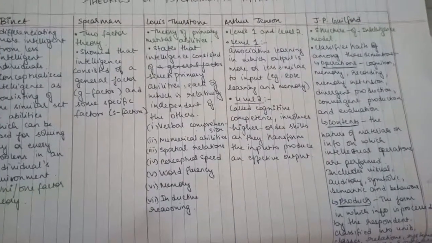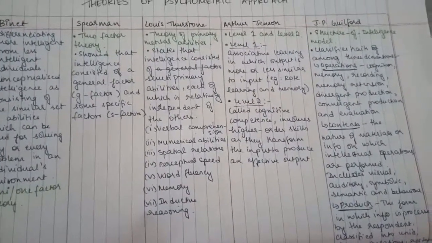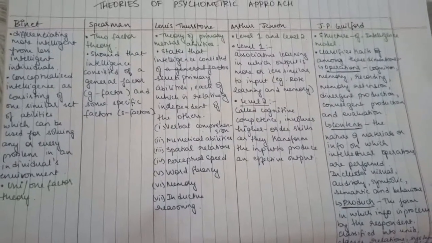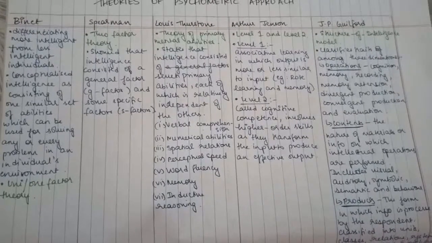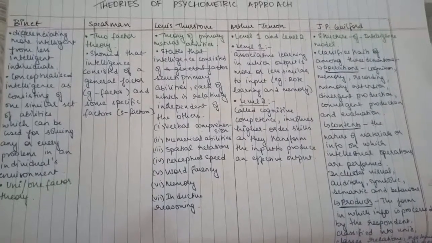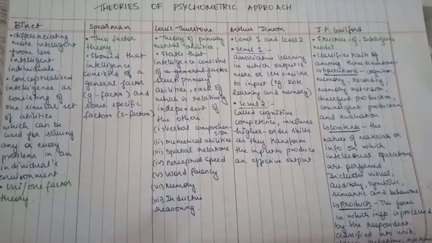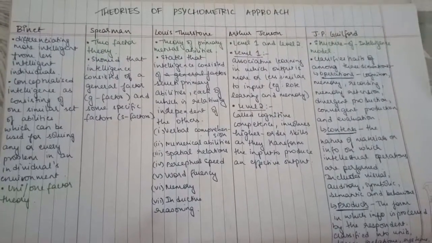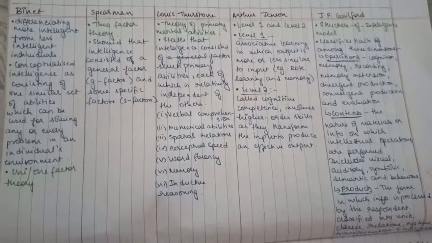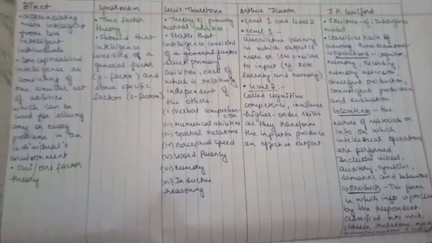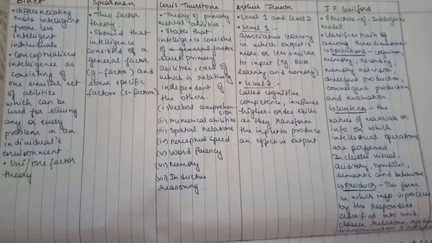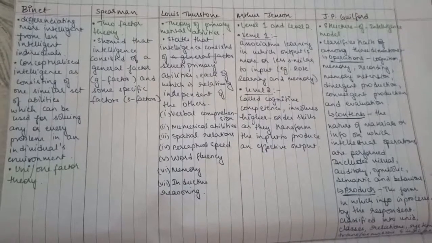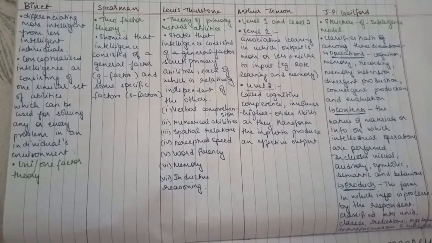Then coming to Louis Thurston. So Thurston gave the theory of primary mental abilities. They state that intelligence consisted of seven primary abilities, each of which is relatively independent of others. So now he said that there are 7 primary abilities and they are independent of each other. Now, what are these 7 things? Verbal comprehension, numeral abilities, spatial relations, perceptual speed, word fluency, memory, inductive reasoning.